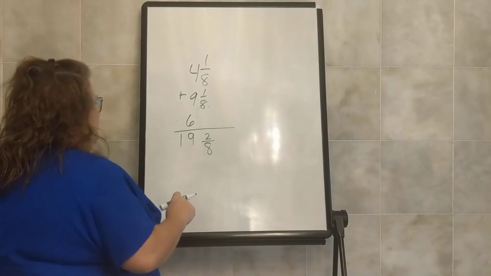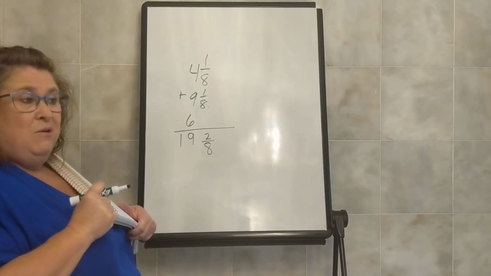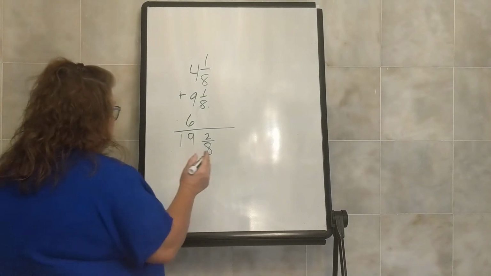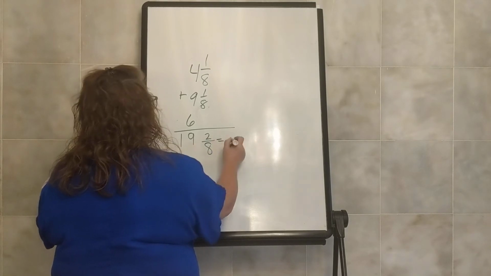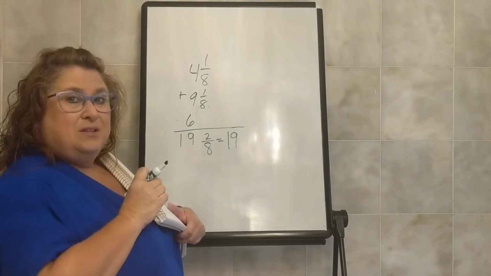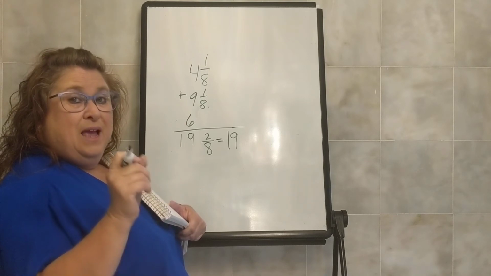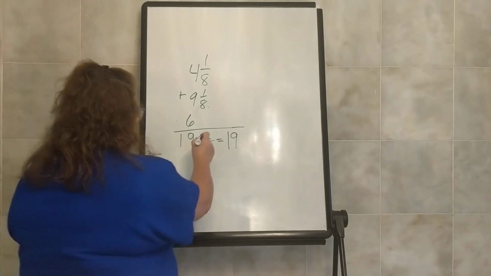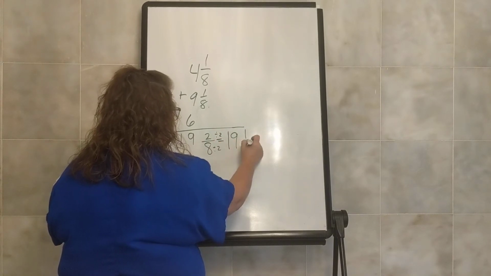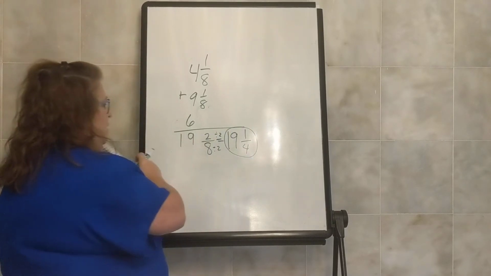So 19 and 2/8. But 2/8 can be reduced. We have to start reducing our fractions now. We no longer can leave fractions that should be reduced as our answer, okay? So to reduce our fraction, we will put our equal sign. We will bring our whole number over, 19. And to reduce 2/8, can 2 go into 8? Can we multiply 2 by anything to get to 8? Yes, we can. So that will be our greatest common factor that we will divide by. 2 divided by 2 equals 1. 8 divided by 2 equals 4. So our fraction reduces to 19 and 1/4.